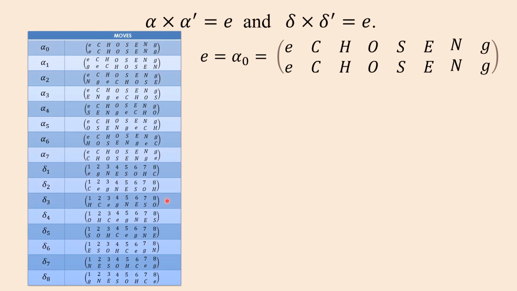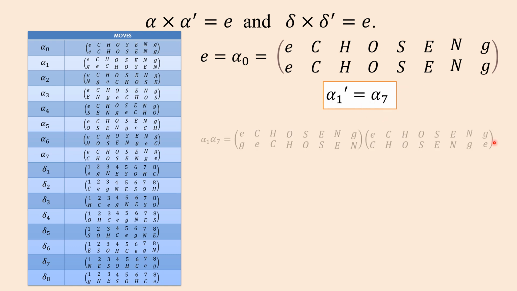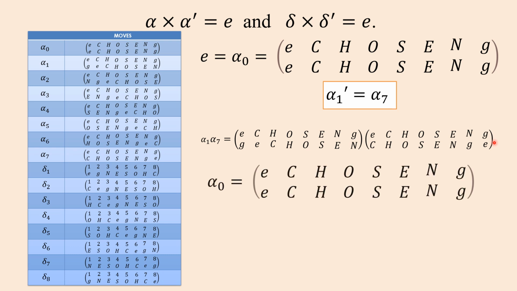Now, to verify if an inverse element exists for all, we will use the permutation multiplication. Alpha multiplied by inverse of alpha is equal to E, and delta multiplied by inverse of delta is equal to E. So E is alpha sub 0, which is the identity element. Here the letters are E, C, H, O, S, E, N, G. So the inverse of alpha sub 1 is alpha sub 7. So let's see if the result will be the identity element.